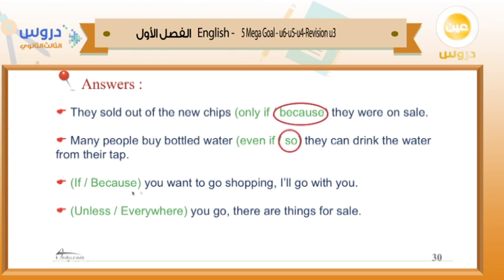If or because you want to go shopping, I'll go with you. So what do you think here? Is it a purpose, reason, condition, or place? Of course, it's a condition. The last one, unless or everywhere you go, there are things for sale. Do you think here the clause indicates reason, purpose, condition, or place?